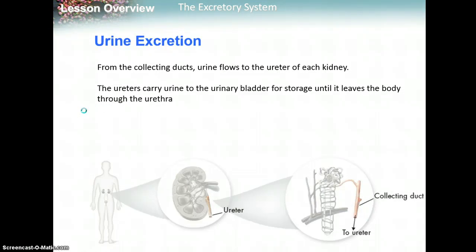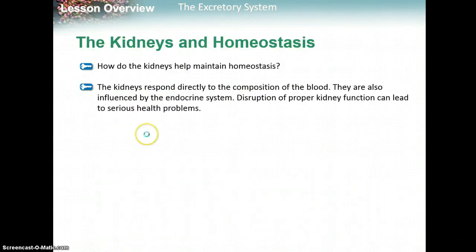Urine excretion. From the collecting ducts, once your kidney has done filtering out and reabsorbing everything that it needs to reabsorb, urine, which is all the waste now with urea and other waste, flows to the ureter of each kidney. The ureter again is the tube that connects the kidneys to the bladder. So ureters carry urine to the urinary bladder for storage, and then eventually you'll pee through the urethra.